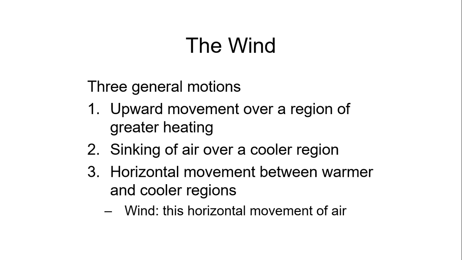When we talk about wind, we are talking about the general motion of air. Now, there are three different ways that wind can actually move. We can either have upward movement over a region of hotter air, due to greater heating. We can have the opposite, which would be sinking air over a cooler region, or you could have horizontal wind moving between warmer and cooler regions. This is the horizontal wind, the horizontal movement of air that we generally feel here at the surface of the Earth.